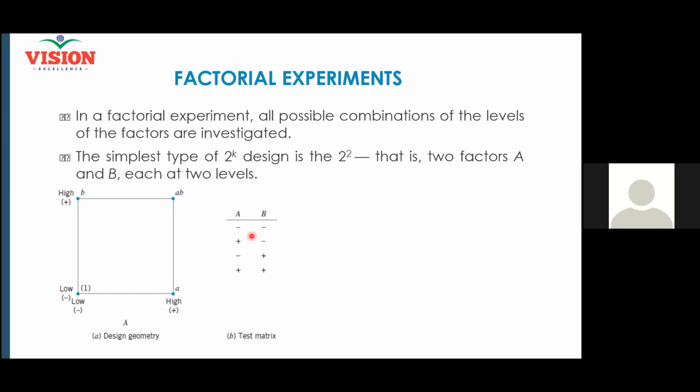Yeah. Right? That means all possible combinations are accommodated without repeating any combination. But purposefully we will repeat. That is called replication. Why do we replicate? We want to understand whether there is any measurement or experimental error.